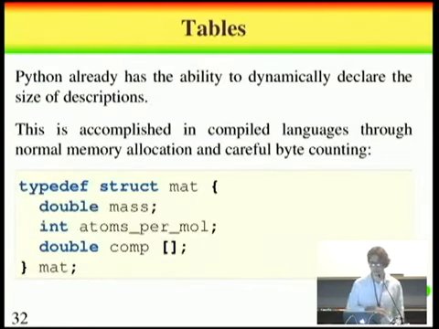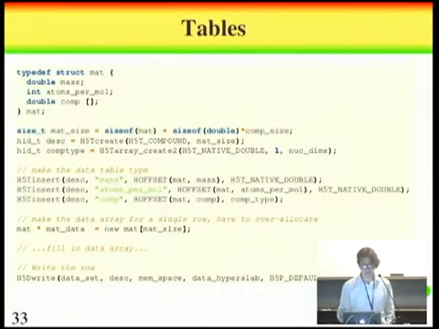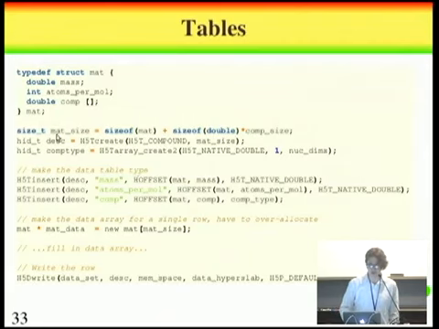So here, let's say we have this struct. It's a material, it has some mass, it has the number of atoms per mole, and then it has a pointer to an array of doubles. Here, what you would do in HDF5 in the C API, if you didn't know the size of that component array a priori but you wanted to compute it, that's this comp size thing that might get passed in elsewhere. You would compute the total size of this struct that you wanted, and then you would create a data type that has that size.